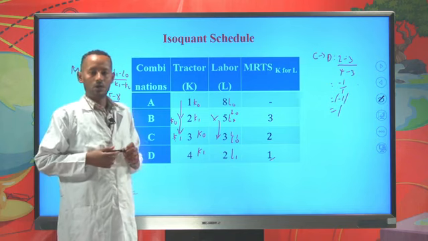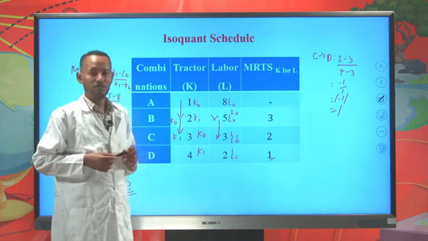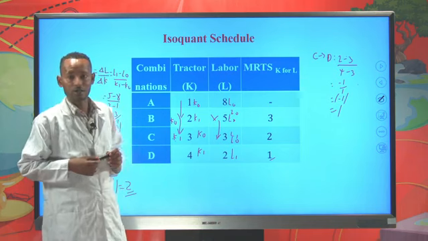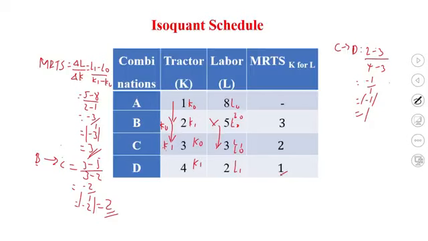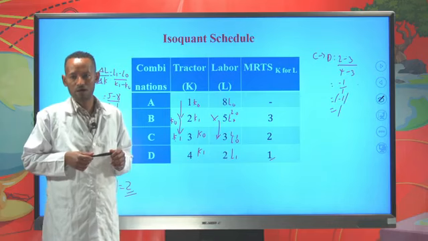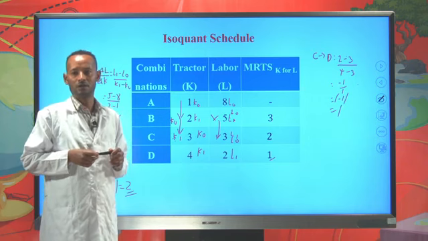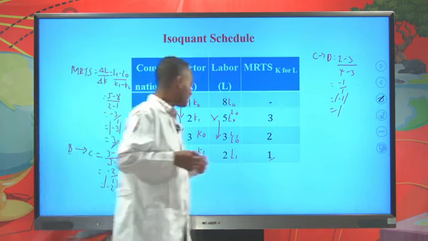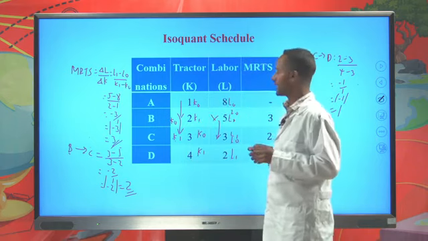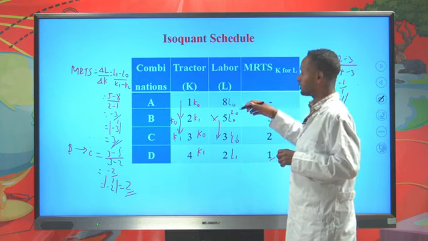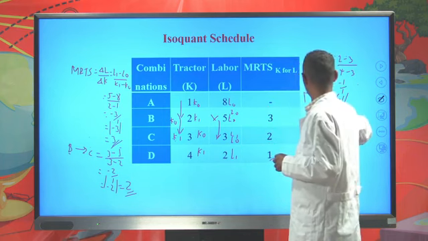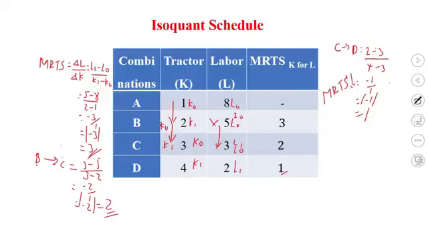There is a law called the principle of diminishing marginal rate of technical substitution. The principle of diminishing marginal rate of technical substitution tells us the rate by which one variable input is substituted for another on the same isoquant tends to diminish or decline. In short, it tells us as we move from one combination to another, the marginal rate of technical substitution will always decline.